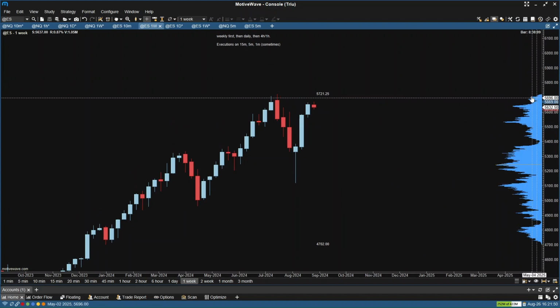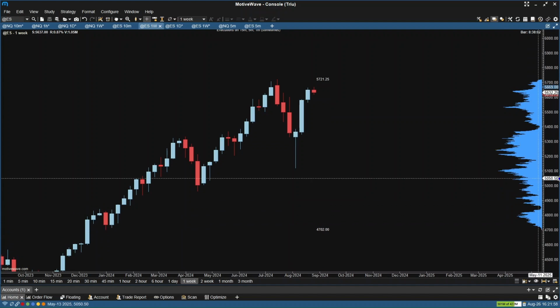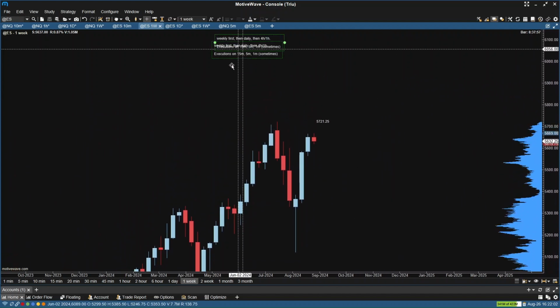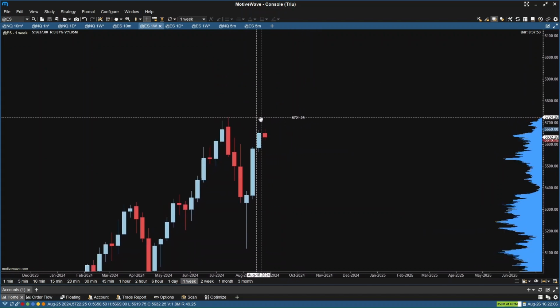Levels. Right, as always, volume profile on the right. Here I have my year-to-date volume profile, so from January 1st up until now. And as for levels, I draw what you can call just traditional support and resistance levels.